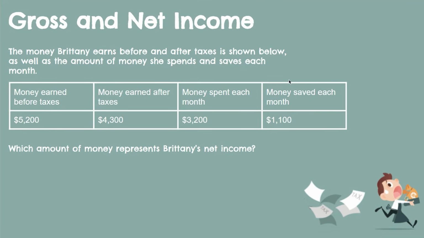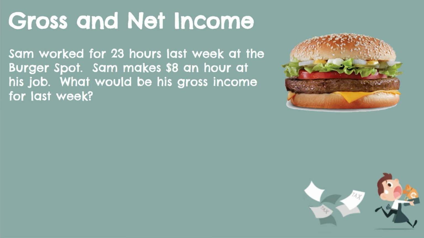Net income again is money earned after taxes are taken out. So Brittany's net income is $4,300. In the same scenario, which amount of money represents Brittany's gross income? Right, the $5,200, because that is before taxes. Excellent. So let's try a couple different things.